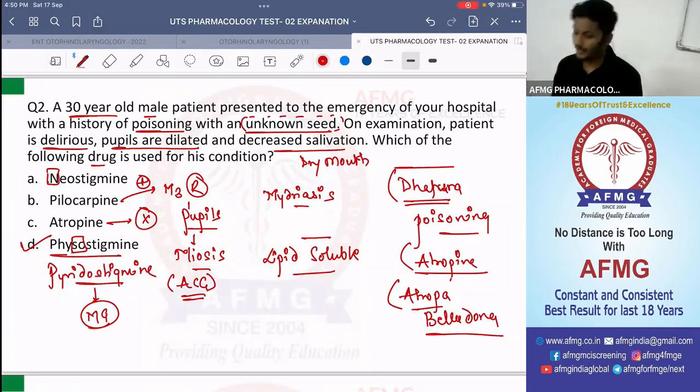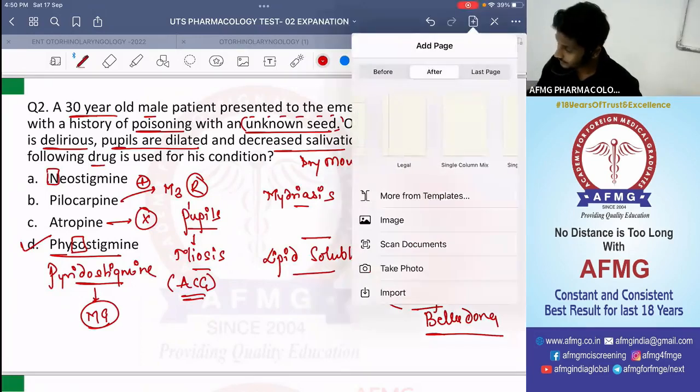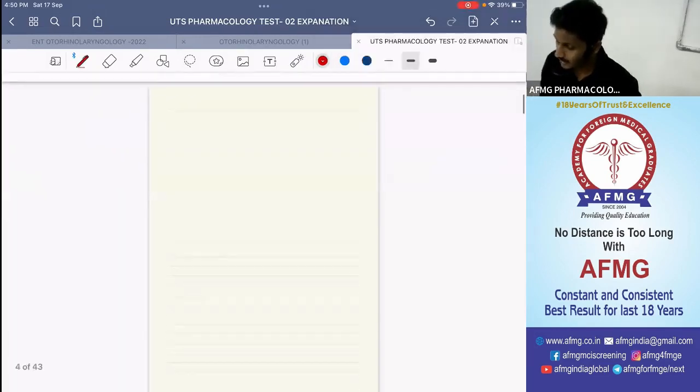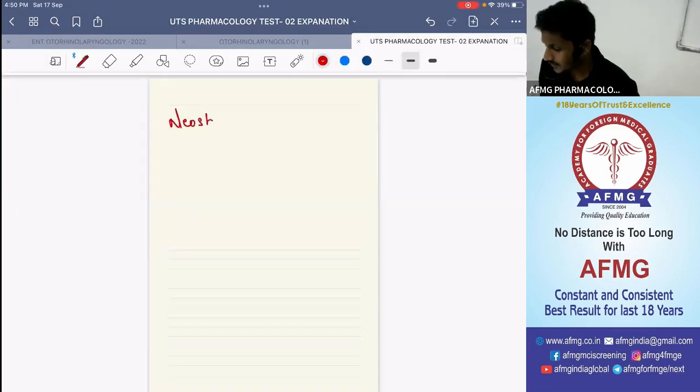Whereas if I talk about neostigmine, please remember this important point. This neostigmine, usually, it is used in which condition?